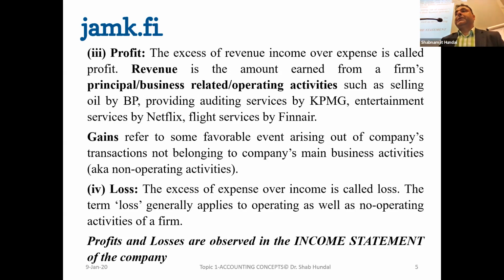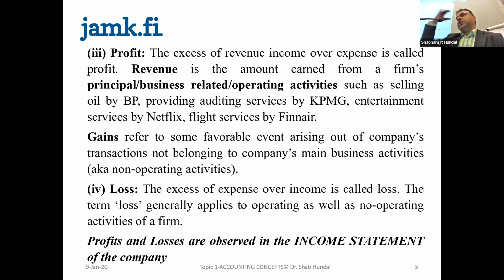For these things, we use the word gain. Gain is something like a windfall gain, something with nothing to do with your main activities, but something else, right? For example, you are a transport company, you make passengers fly from Tampere, Helsinki, everywhere.